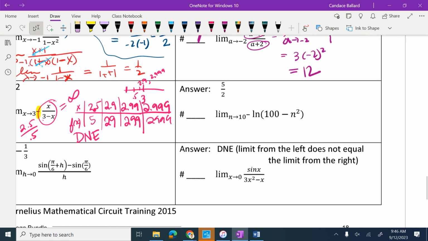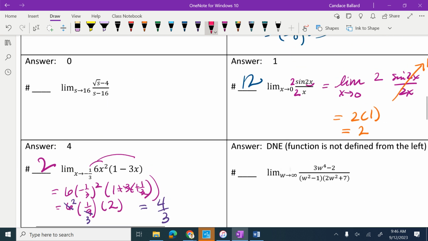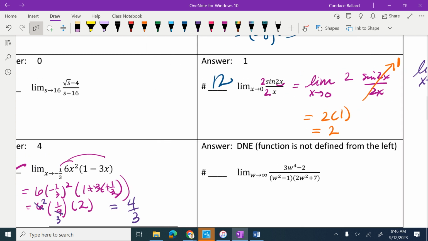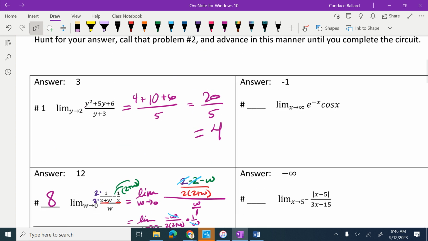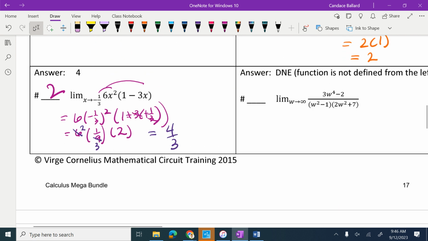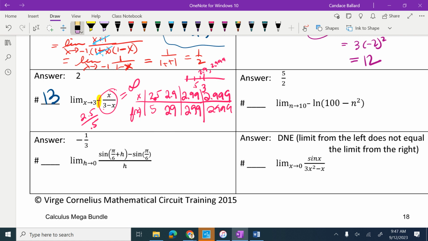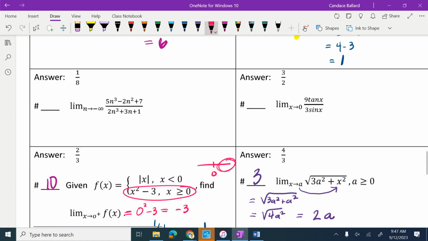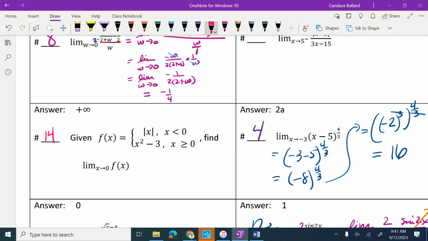Okay, so there were two different "does not exist" answers. Are we talking about something from the left and the right not being equal? No. So we'll look for the other "does not exist" answer. Function is not defined from the left. Probably that one because it's going to infinity. Oh, wait. There was a negative infinity. Is there an infinity answer? Oh, there is. I think it's positive infinity, not this one, because it is defined, right? So I would go with infinity. Let's get rid of "does not exist." So this one up here that's infinity is 14.